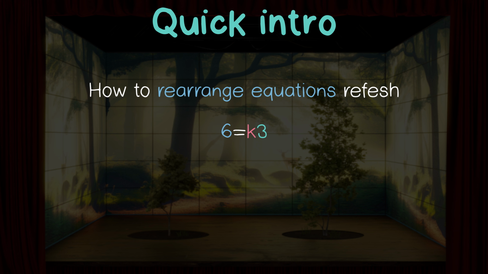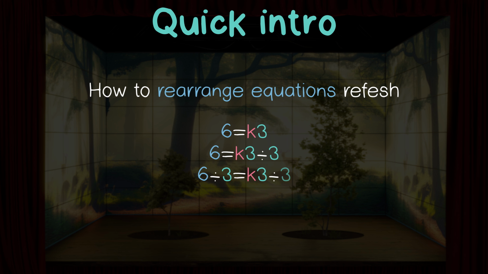If we have this equation, 6 equals k times 3, how do we find out what k is? We rearrange the equation to leave k on its own. To do this, you need to eliminate the 3 that it's multiplied by. To eliminate a multiplication, we divide, which gives us this: 6 equals k times 3 divided by 3. But what we do to one side, we need to do to the other side. So now we have this equation.